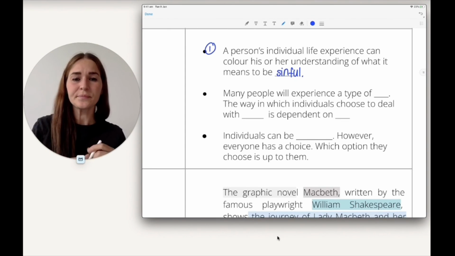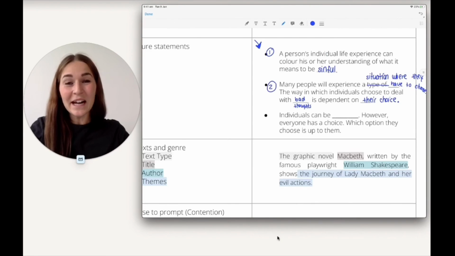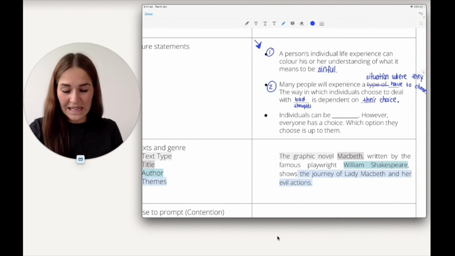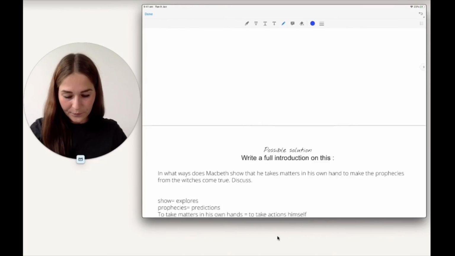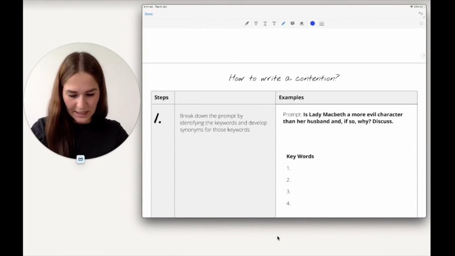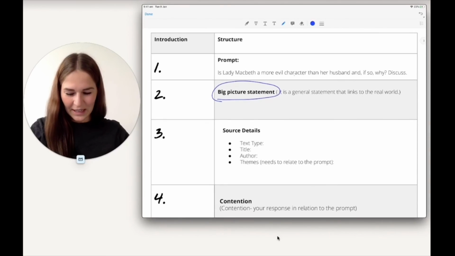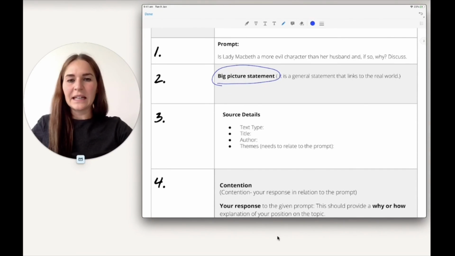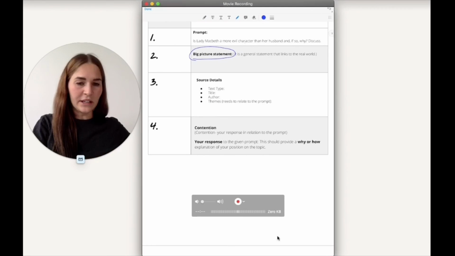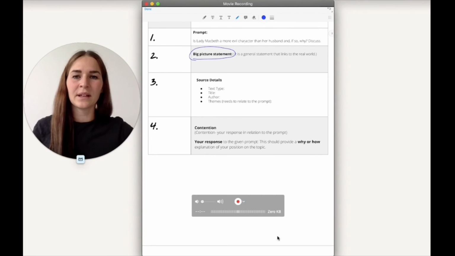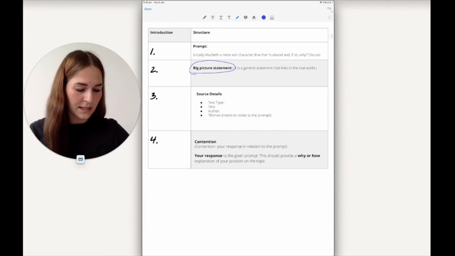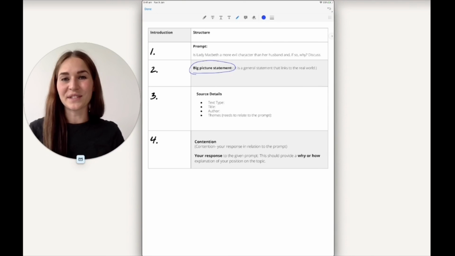Okay? Right, everyone, I hope that was helpful, and I hope it helped you a little bit more on how to write a big picture statement. I'm just going to scroll back so you know where we are. A big picture statement in your overall introduction, okay? Where you would need a prompt and a big picture statement to start off with.